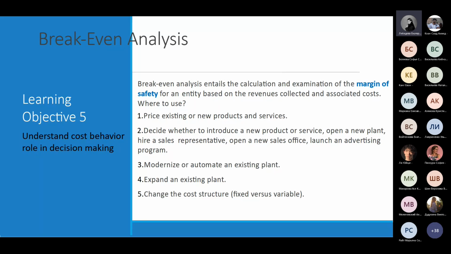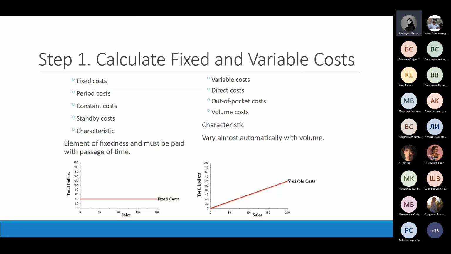So we can use break-even analysis for pricing. We can use it to decide whether to introduce a new product or service, open a new plant or not. We can use it to identify whether we have to modernize or automate an existing plant, whether we should change the cost structure, and in many other cases as well. So break-even analysis is the most efficient part when we decide to analyze the cost behavior and its influence on the results of our business.